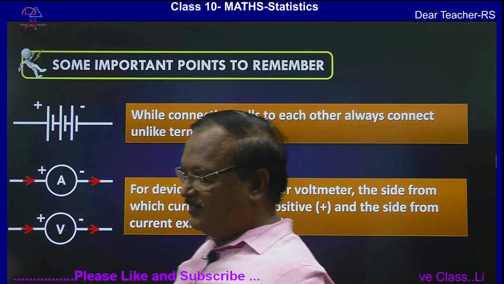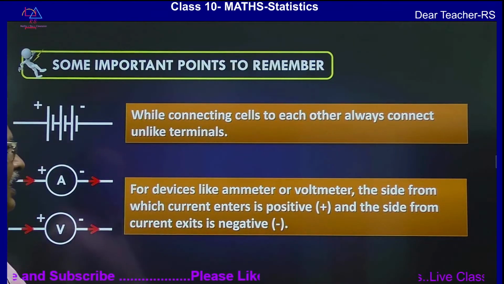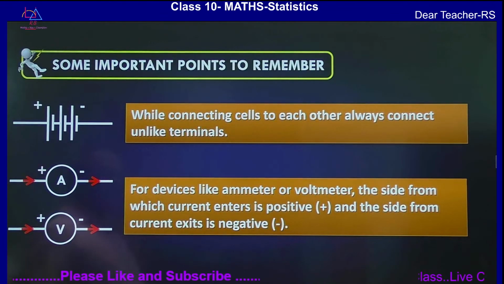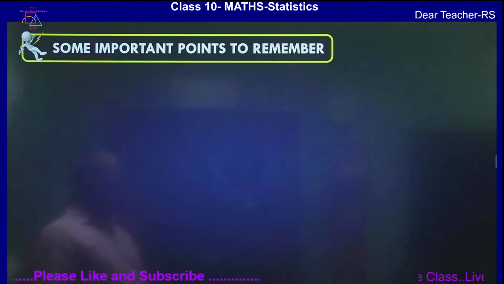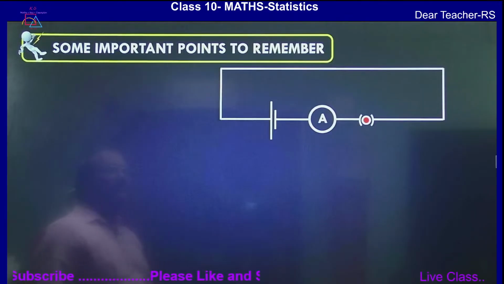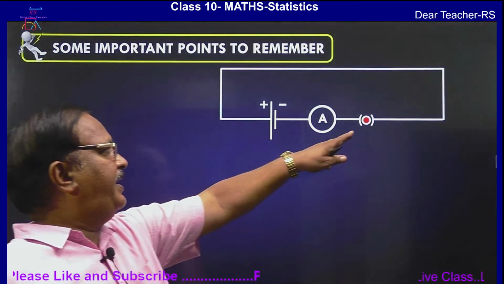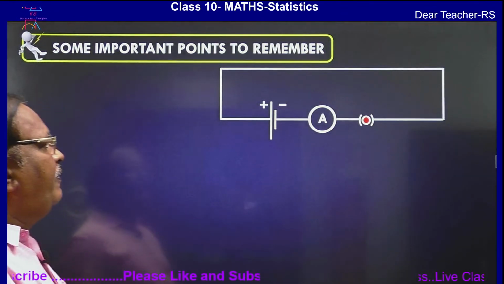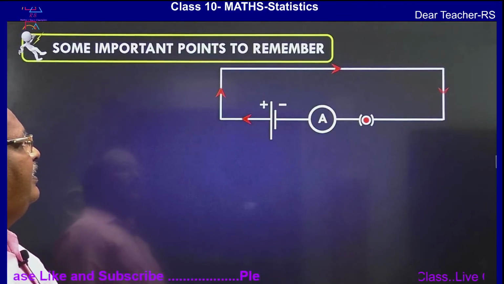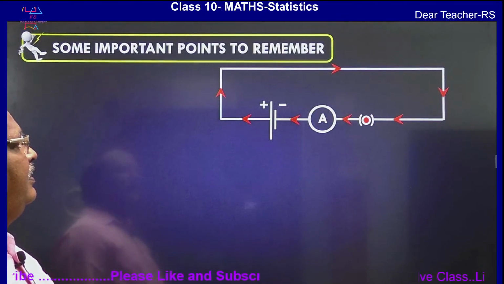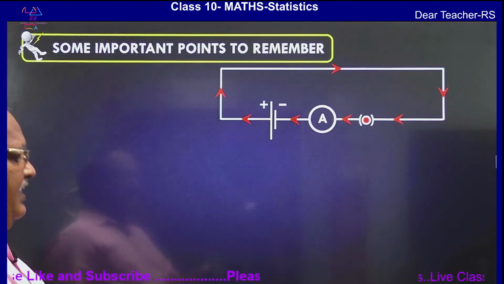For devices like ammeter and voltmeter, the side from which the current enters is positive and the side from which the current exits is negative. Okay. So, this is how a simple circuit is drawn. Ammeter is connected, this is key and this is cell. Okay. So, the current is flowing like that.